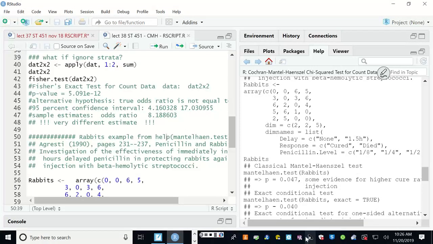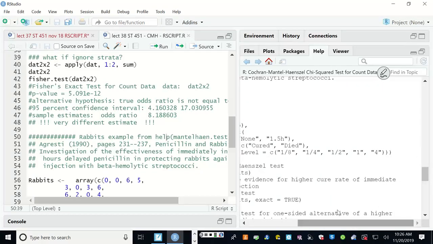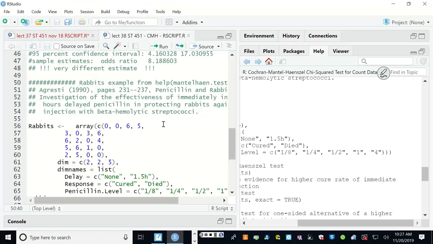And the stratification variable is penicillin dose. Does this effect depend on how much penicillin you get, right? So if you wham them with a giant dose of penicillin, does it matter whether it's given at 0 versus later? Versus you get a small dose, does the time factor make a difference? So it gives you some advice there for setting up the array.